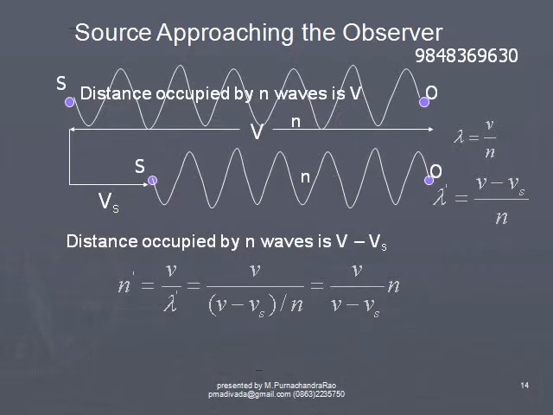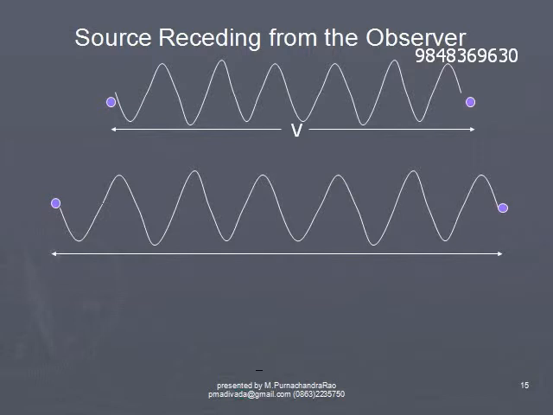Substituting, we get v divided by v minus vs by n, that is equal to v by v minus vs whole multiplied by n. This is the relation that is to be used for finding the apparent frequency when the observer is at rest and the source is moving towards the observer. Now let us proceed to consider the case in which the source is moving away from the observer.